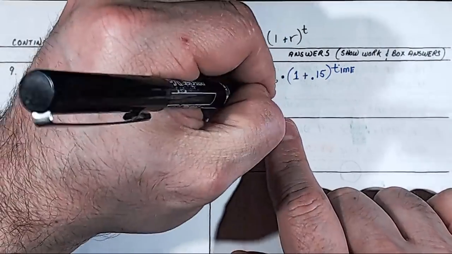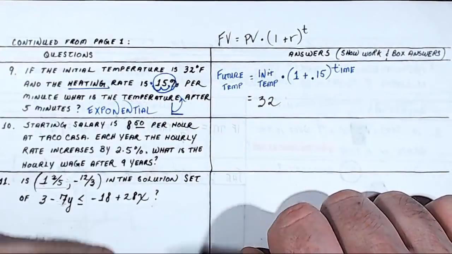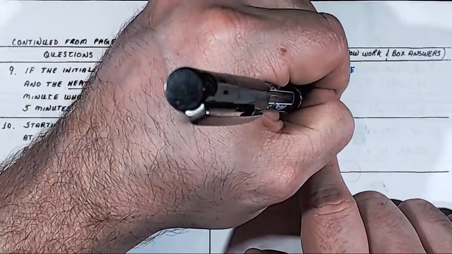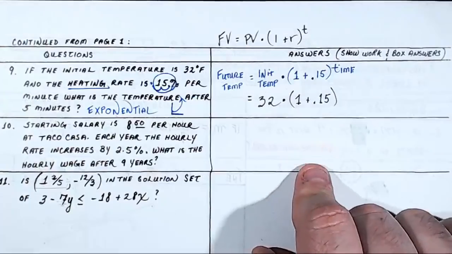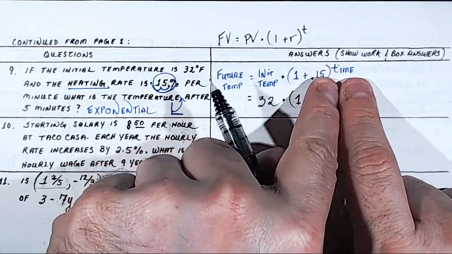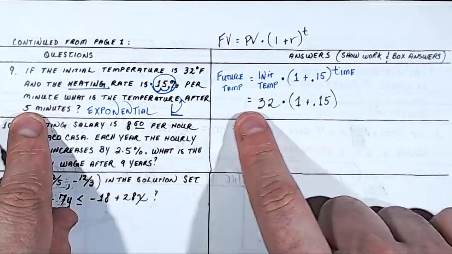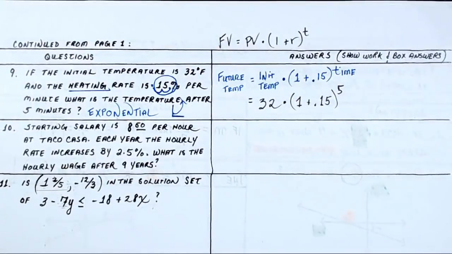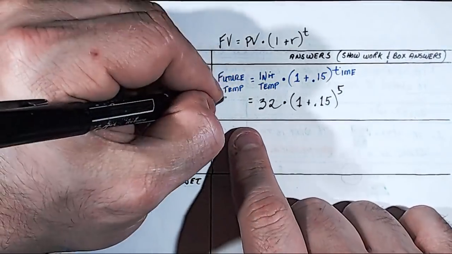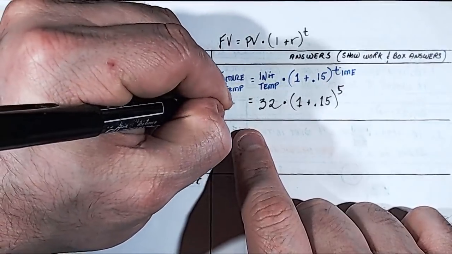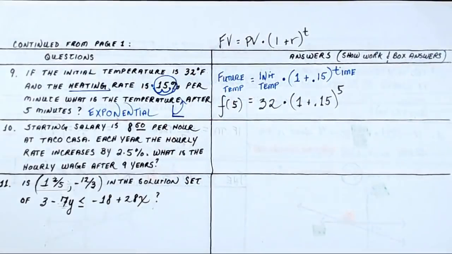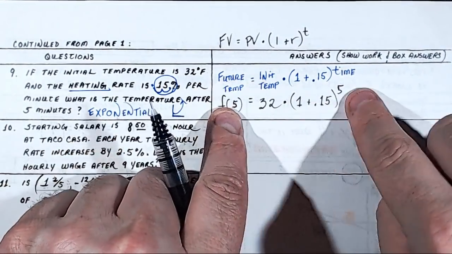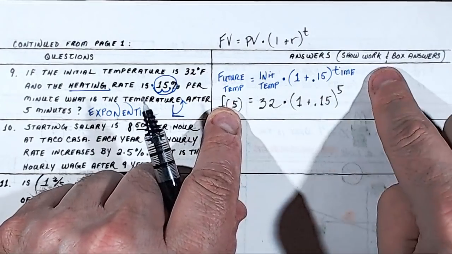Initial temperature is 32 degrees. So write 32 times, open parentheses, 1 plus 0.15, close parentheses, raised to time. How much time? 5 minutes. So put a 5 there in the exponent place. So in a way, we could actually think of this as f of 5. Do you see? I replaced the time with a 5, f of 5.